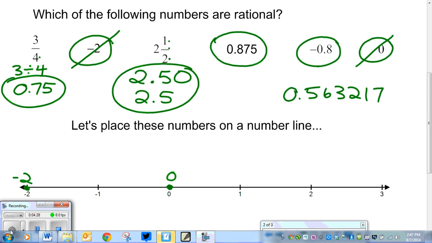We're going to do 2.5, so I'm going to go up to +2, and I'm going to go approximately halfway between 2 and 3. Because I don't know the exact value, I'm going to mark it with a downward arrow. So 2.5.